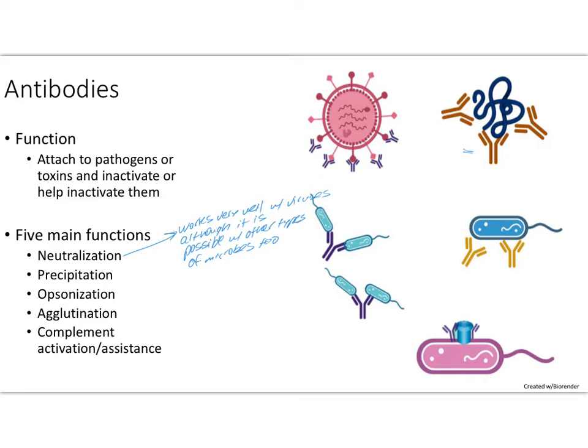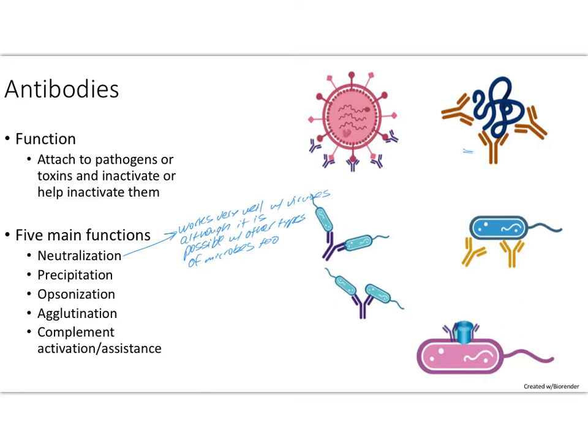And with precipitation, what ends up happening here is antibodies will bind to the toxin, which again, like I said, is usually a piece of protein, and cause that toxin to precipitate out of solution. And what that means is when a toxin is in a solution, it's basically suspended in some kind of liquid.